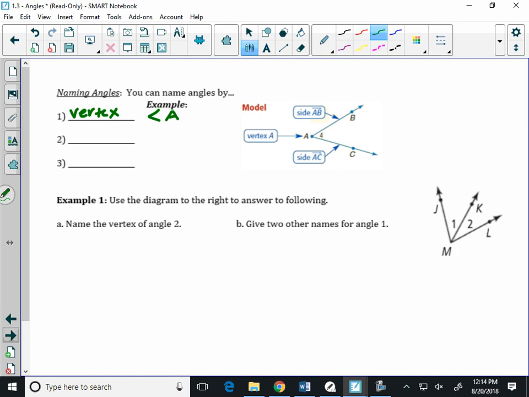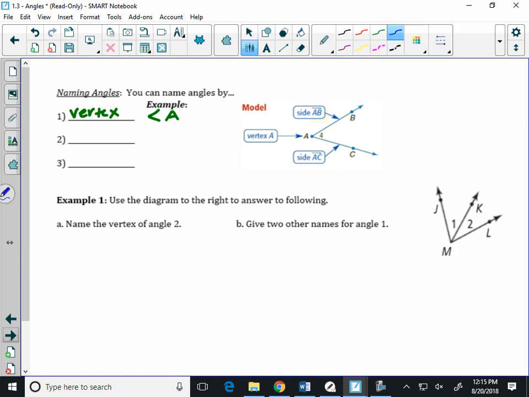Okay? Here's the thing. You can only use this method when the angle is all by itself. Like this guy, there's no other angles in this picture, right? But if you look at the diagram down below, you know how these two angles are sharing that vertex M? You can't use that method. You can't use the vertex method if 2 angles are sharing the same vertex, because then you don't know which angle you're talking about. Okay, so you can only use it when the angle is all by itself. It's not sharing another angle's vertex. Okay? You have to be careful with that method.